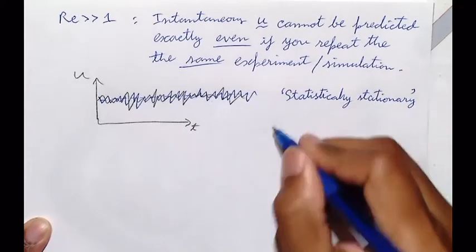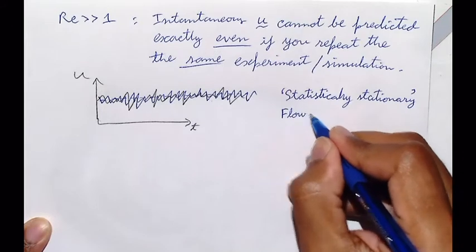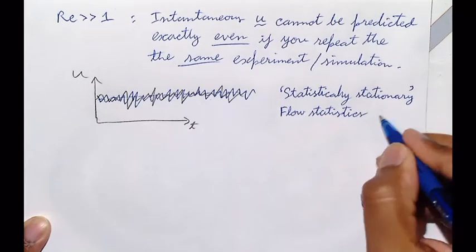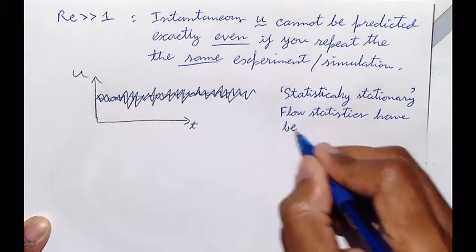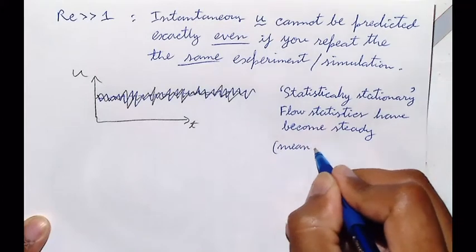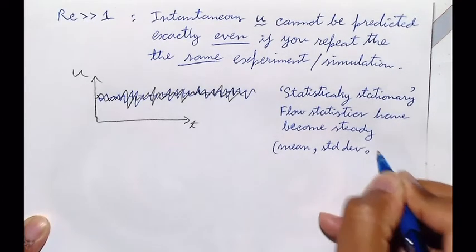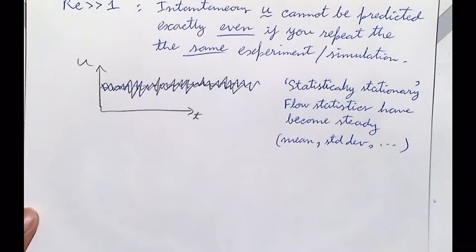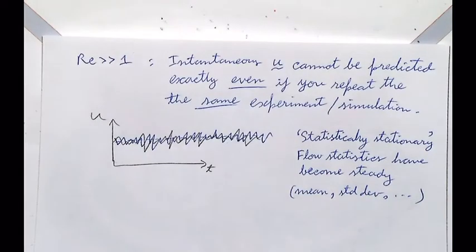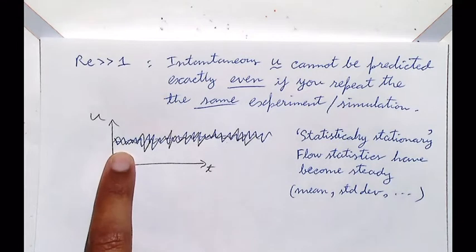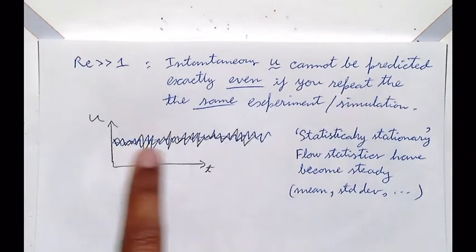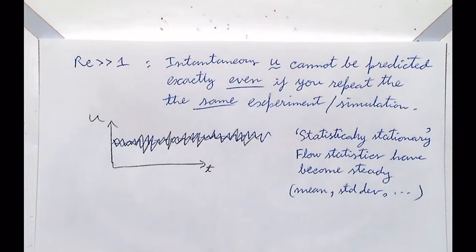This term means the flow statistics have become steady. And this can include the mean, the standard deviation, and even higher order statistics. Okay, but if you understand this, that's basically what turbulence does. No matter whether your experiment is exactly the same or simulation is exactly the same, you can never reproduce the instantaneous velocity.